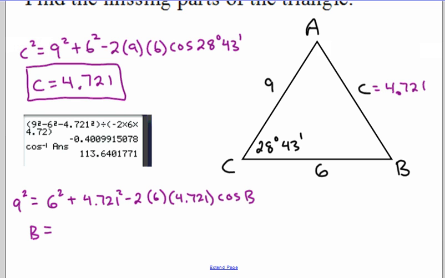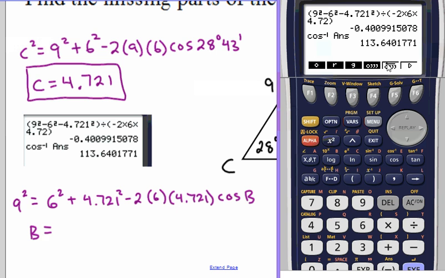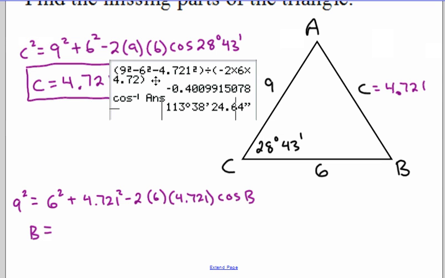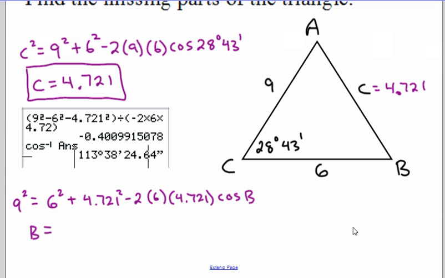So what's nice about these calculators is I've got my answer there. F5 right here converts it to degrees and minutes. So the answer is 113 degrees. We'd round up to 25 minutes.